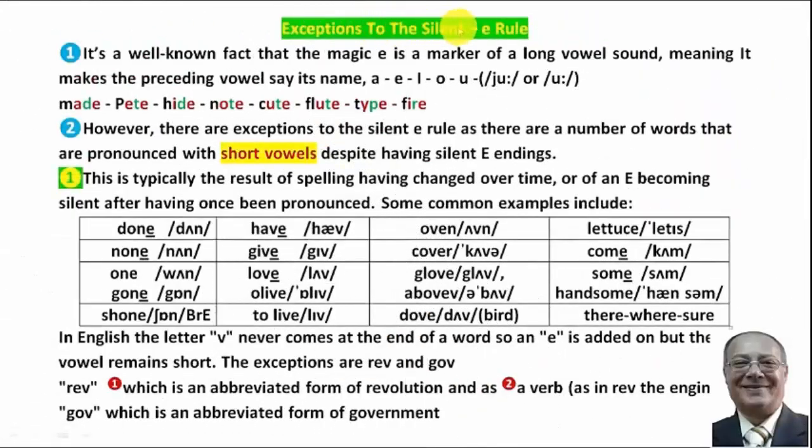Exceptions to the silent E rule. It's a well-known fact that the magic E is a marker of a long vowel sound, meaning it makes the preceding vowel say its name: A, E, I, O, U, or U. Made, Pete, hide, note, cute, flute, pipe, fire.